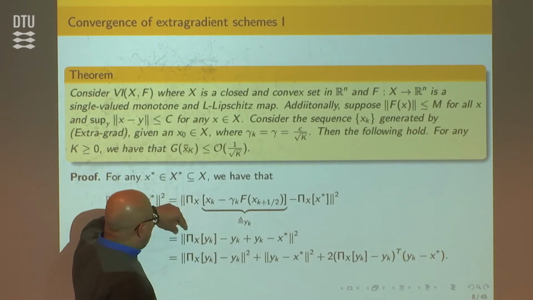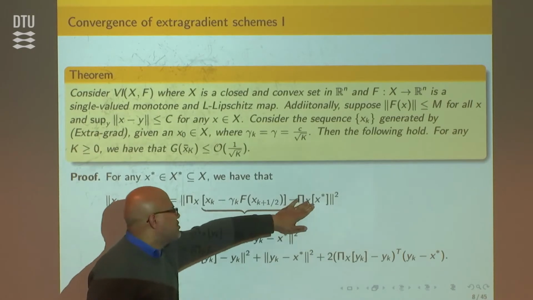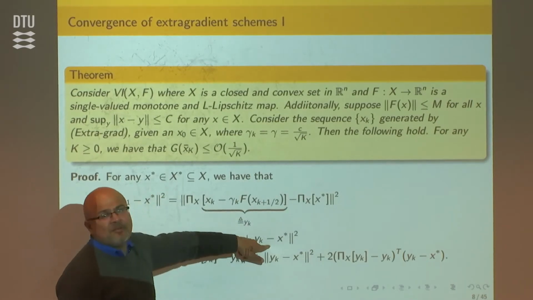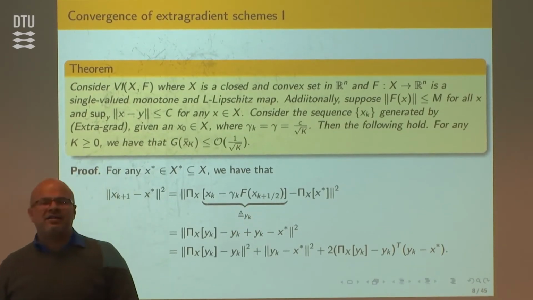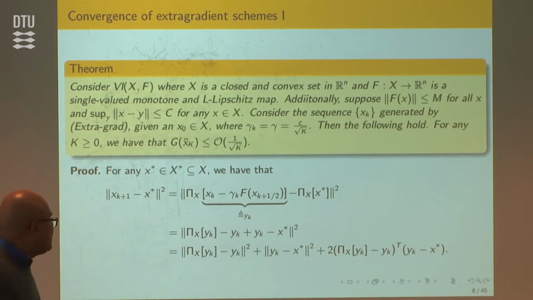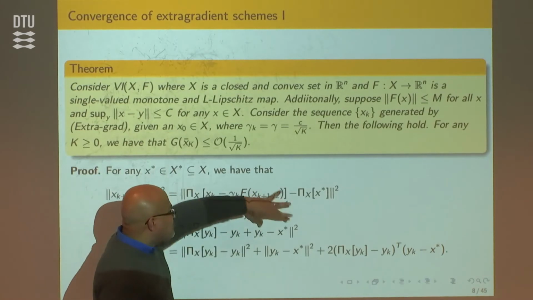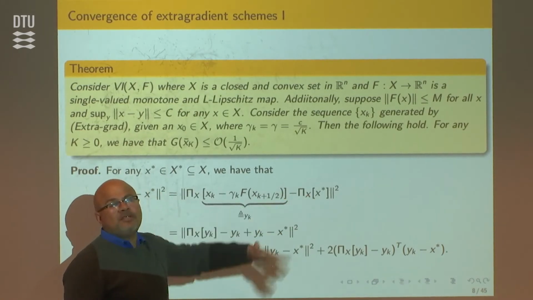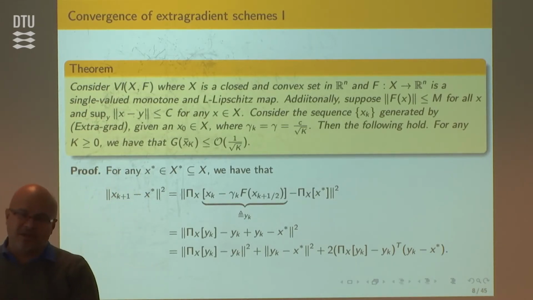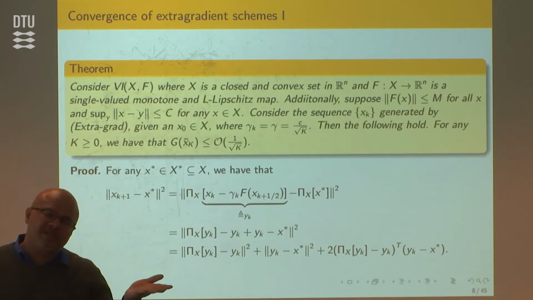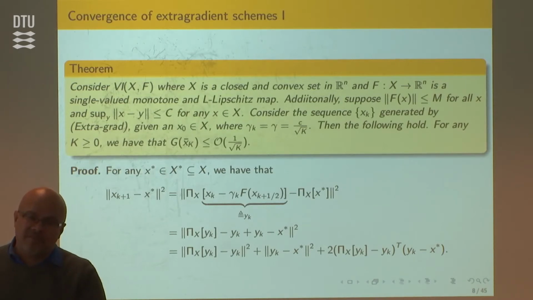Next step, actually I didn't need the projection, I'm sorry. You add and subtract yk. Nothing has changed, right? And then I just use the fact that this is like a plus b the whole square. And what is the expansion of a plus b the whole square? A squared plus b squared plus 2ab. In vector form, it's norm a squared plus norm b squared plus twice a transpose b.